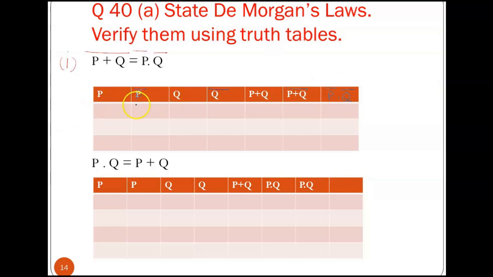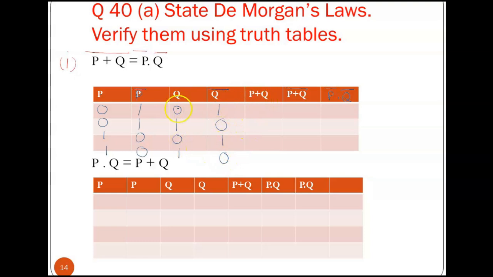So we have P and Q. 4 inputs will be there, starting with 2 zeros and 2 ones. Then we have P bar, which is just the opposite; bar is going to negate the input. So 0 to 1, 0 to 1, 1 to 0, and 1 to 0. Next we have Q: 0, 1, 0, 1. Then Q bar is 0 to 1, 1 to 0, 0 to 1, and 1 to 0.